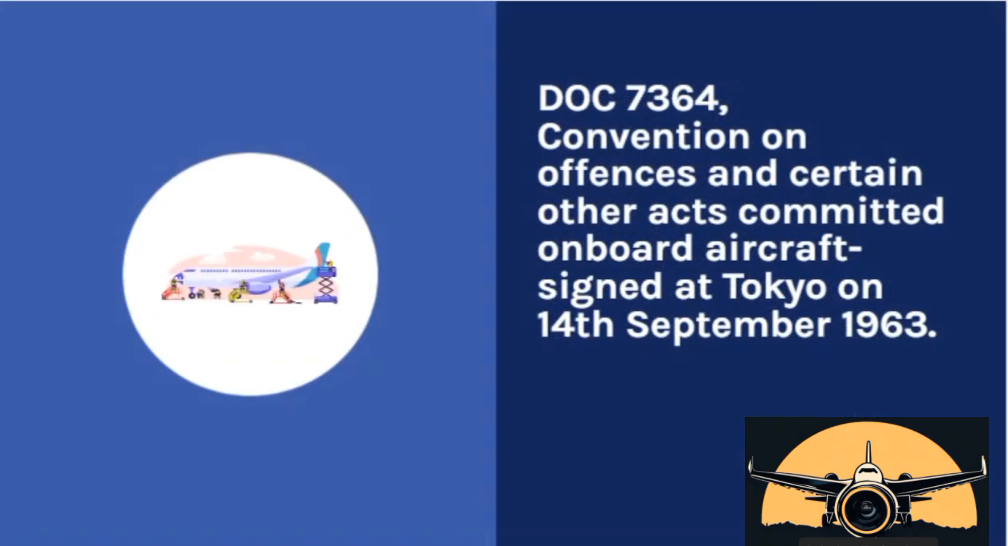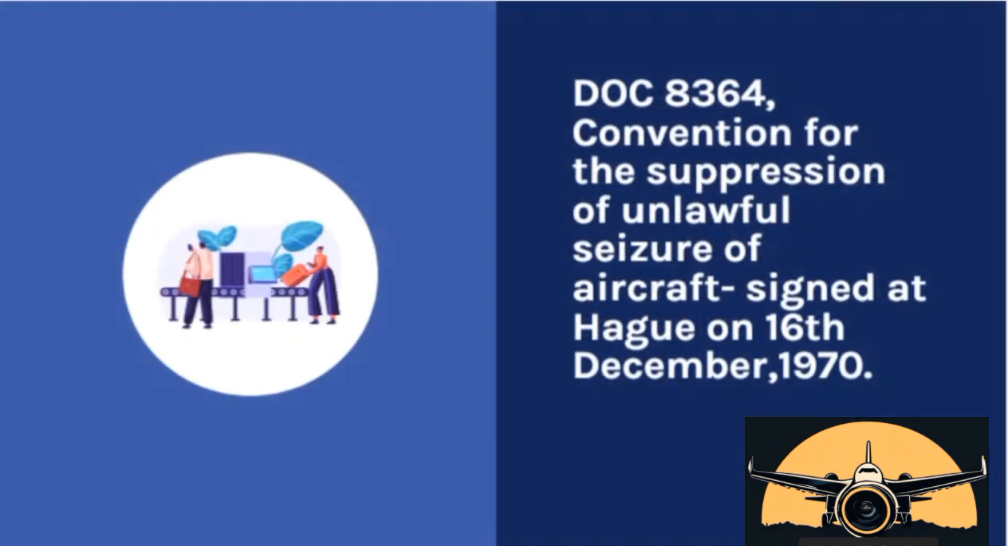DOC 7364. Convention on Offenses and Certain Other Acts Committed on Board Aircraft signed at Tokyo on 14 September 1963. DOC 8364. Convention for the Suppression of Unlawful Seizure of Aircraft signed at Hague on 16 December 1970.